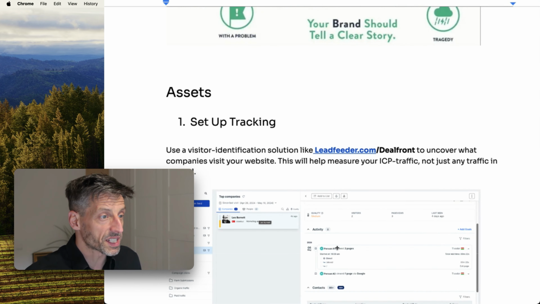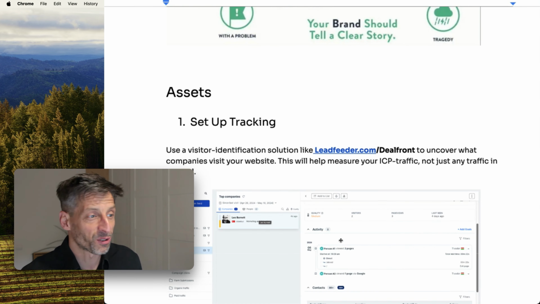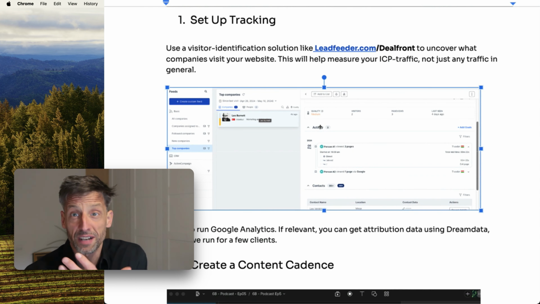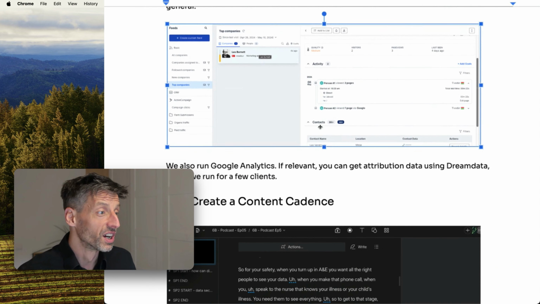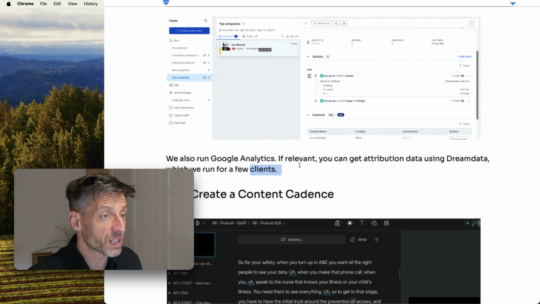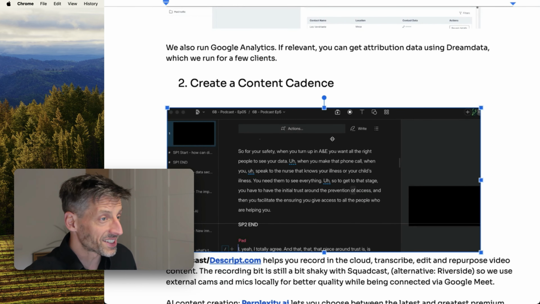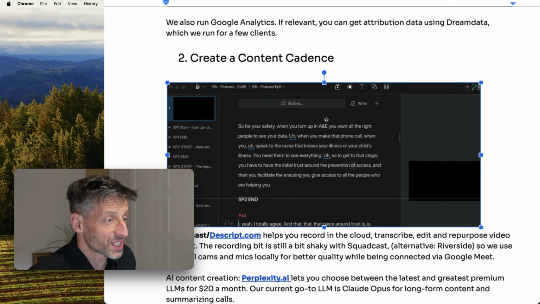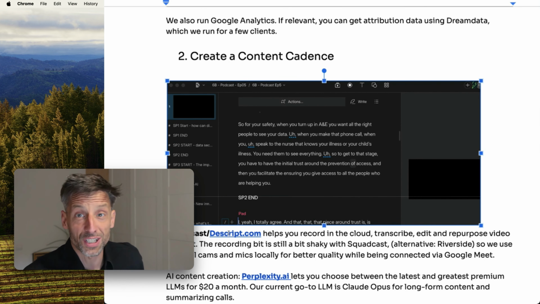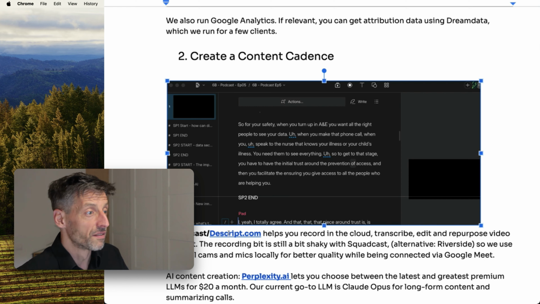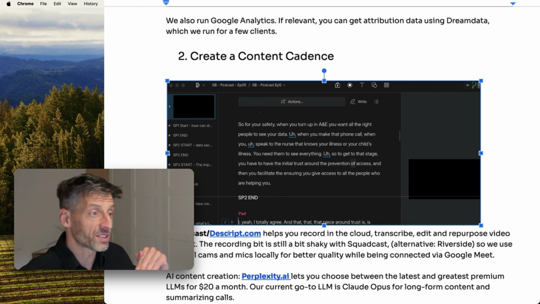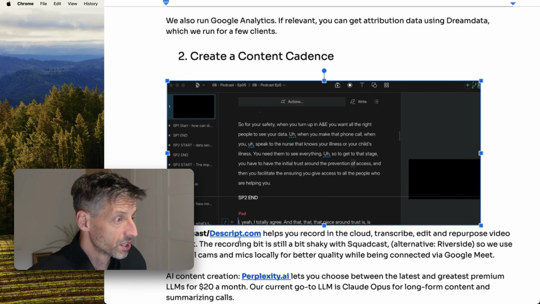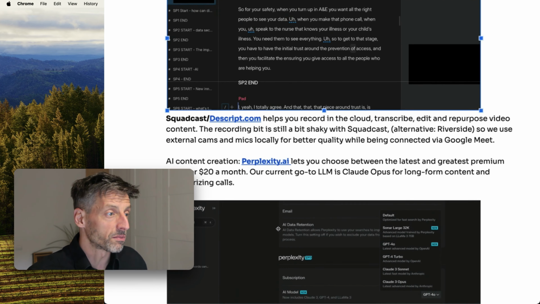Number one, we want to set up tracking, because it's always good to be tracking stuff. So we use Dealfront and Leadfeeder to identify ICP visitors on websites. We also use Google Analytics. Then we create a content cadence, and from our content stack, this is a major part of it, Descript, which helps us turn videos into transcripts and into little video snippets and other content forms. So it's an important part of it.